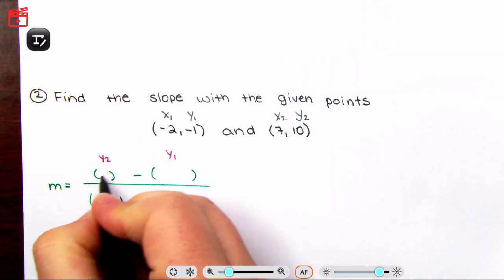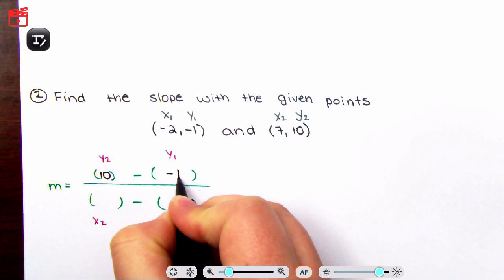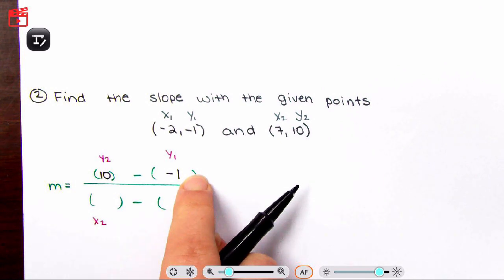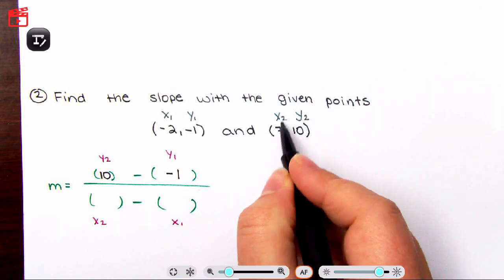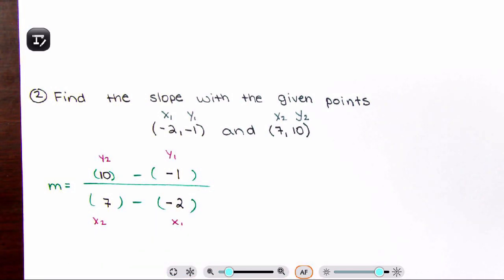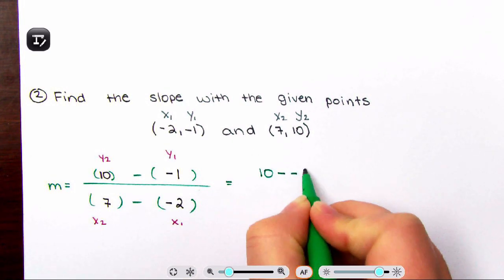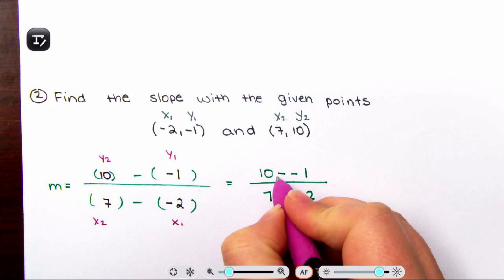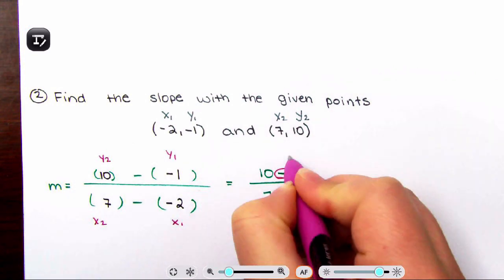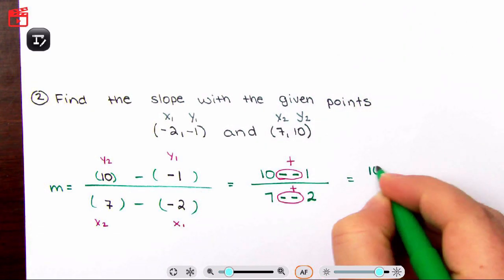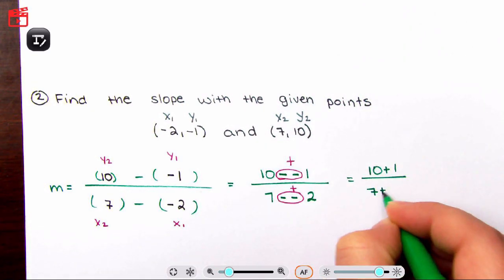So y2 is 10, y1 is -1, x2 is 7, x1 is -2. Now here, notice we do have two negatives twice. I have a 10 minus a -1, and I have 7 minus a -2. Again, anytime you see two negatives next to each other, they have to be next to each other, and you have to be able to circle them. If you cannot circle them, that does not mean you have a plus. So I have 10 plus 1, and here I have 7 plus 2.